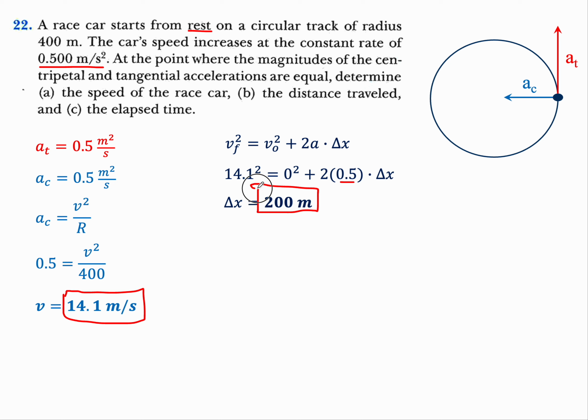Finally, for part C, the elapsed time, you could use a bunch of different equations for this. We've got time, we've got acceleration, we've got velocity, initial velocity. But I'm going to try to choose the simplest one. Final velocity equals initial velocity plus acceleration times time. In this case, we know it starts off from rest, gets up to 14.1. We know it's accelerating at that rate. And so the time is going to be about 28.3 seconds.